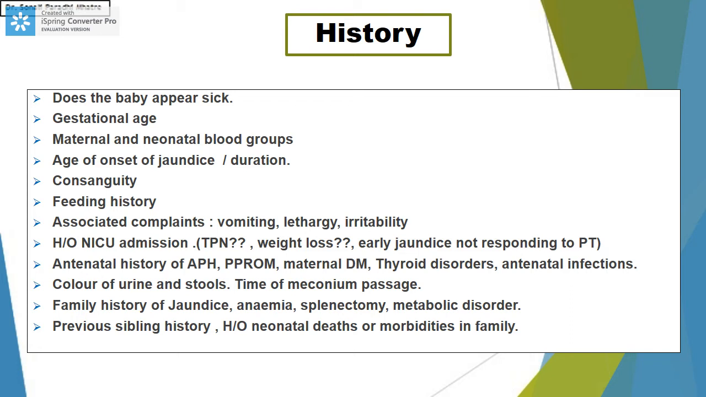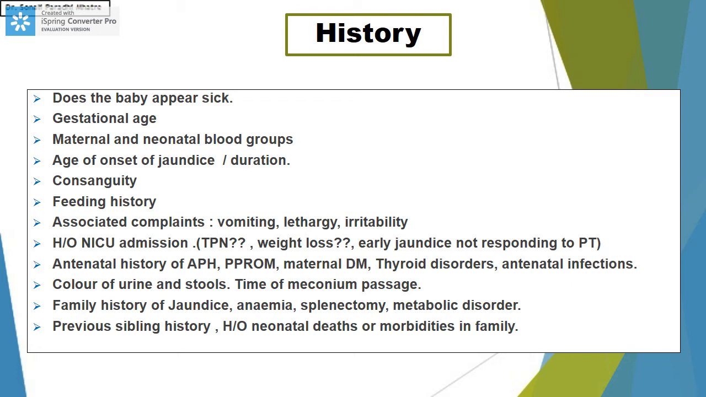Then inquire about consanguinity. As we have seen, many of the metabolic disorders are few of the causes. Then ask about the feeding history, whether there are any associated complaints in the child, like whether the child is vomiting, whether the child looks to be lethargic or irritable, because these can be some signs of metabolic disorders like galactosemia, for example, which can present with direct jaundice, hepatomegaly, and then suddenly going to lethargy and so on.